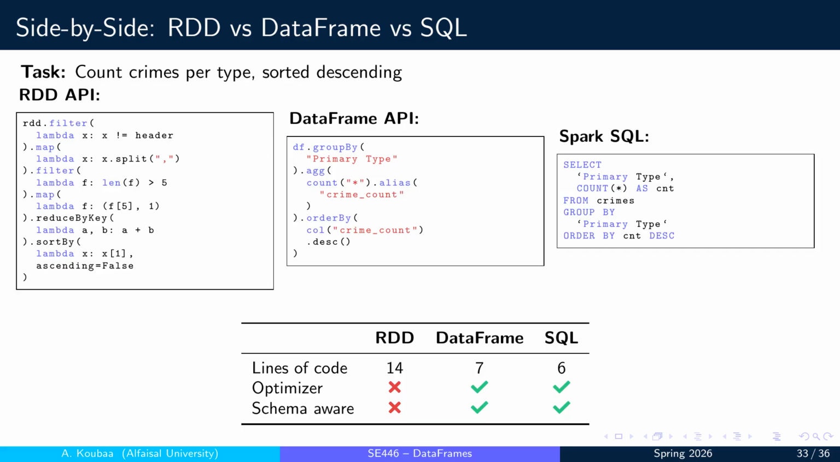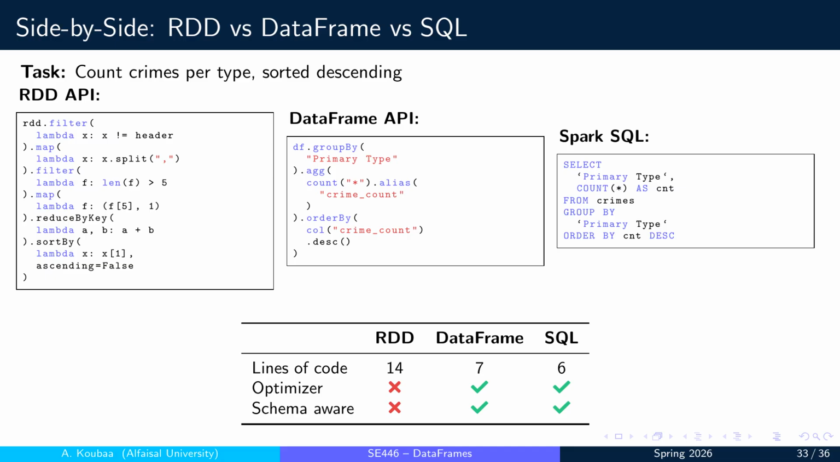To make this comparison more concrete, let us look at a practical example. Imagine our task is to count crimes per type from a data set and sort them in descending order. Here on the left, you see the RDD implementation. It requires us to manually parse each line, map it into a key value pair, then use reduce by key to sum the counts, and finally sort the results.